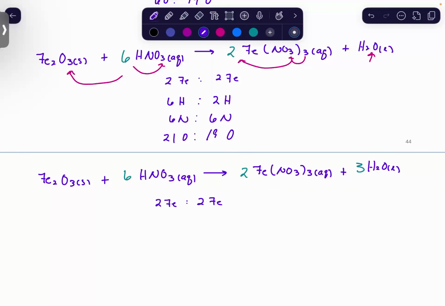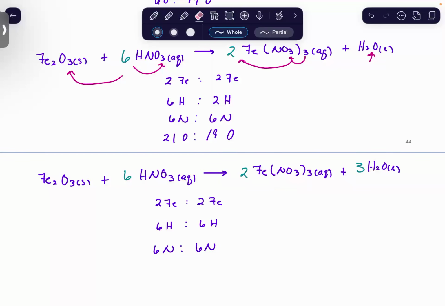Okay, that's good. Hydrogens this time. 6 hydrogens. 3 times 2 is 6. All right, so what are we going to count next? Nitrogens. 6 nitrogens. 1 times 3 is 3, times 2 is 6.